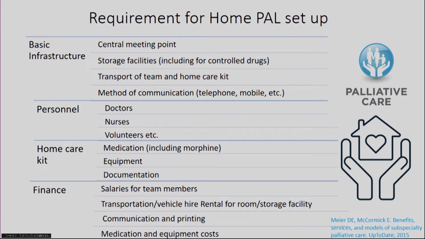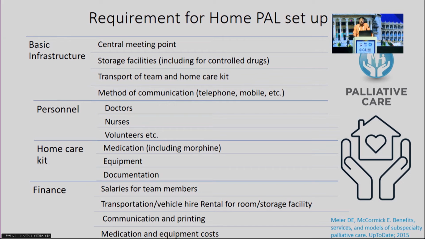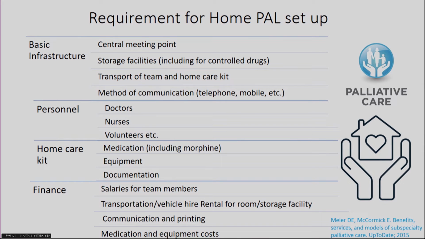To set up home palliative care, you need a central meeting point, storage facilities, a transport team, and a method of communication, either telephone or mobile. We sometimes use a tele-ICU command center to monitor these palliative care patients. You need doctors, nurses, volunteers, huge manpower, medications, equipment, documentation, and finances. You need to provide salaries for all the team members. Again, you are providing cost-effective palliative care, but at the same time you have to keep this in mind and take care of the finances.